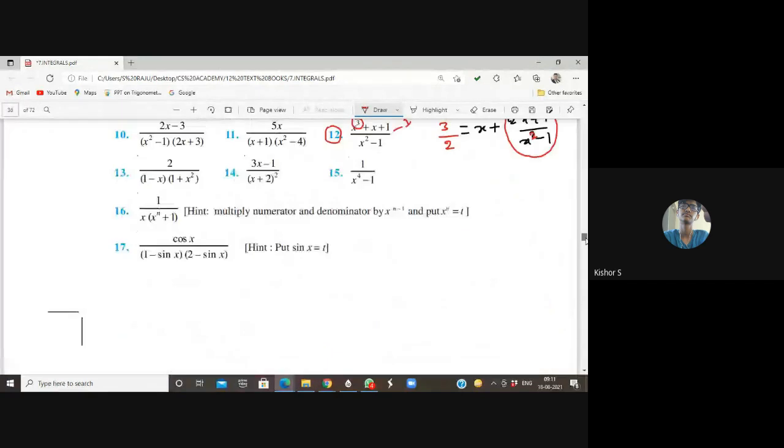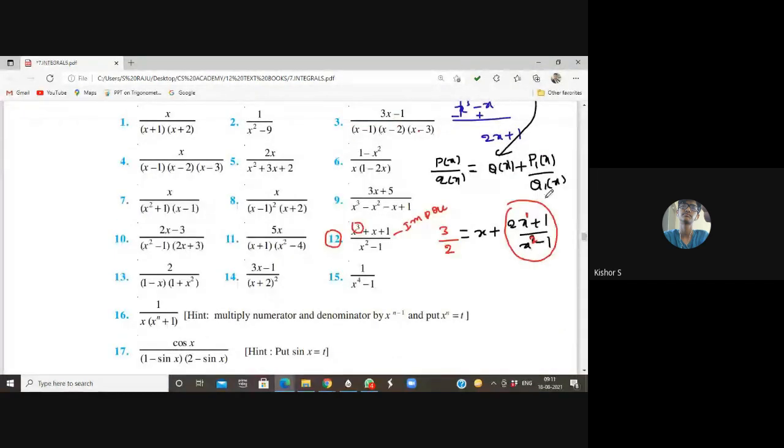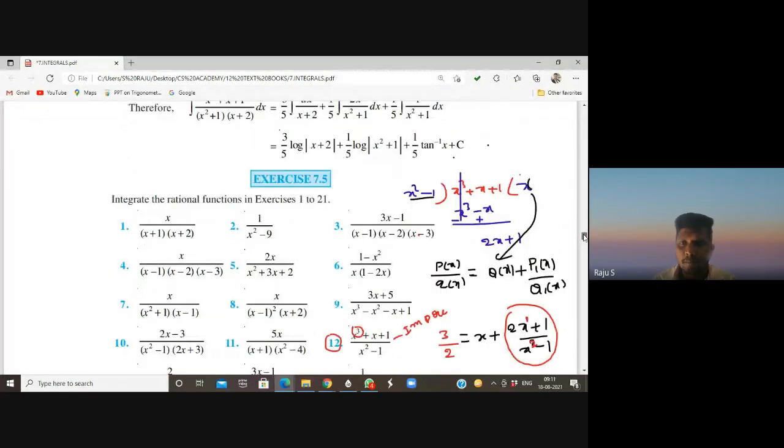Sir, can you explain how to write it again in a proper form, with this example? Okay, this is dividend, this is divisor. So divide the numerator with the denominator, we get a quotient. I'll write the proper steps, no problem, but I'm giving an example for an improper rational function, and then how to convert it to proper with the help of the long division method, right?